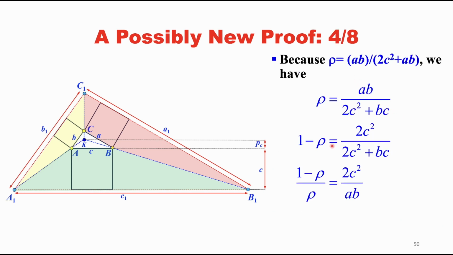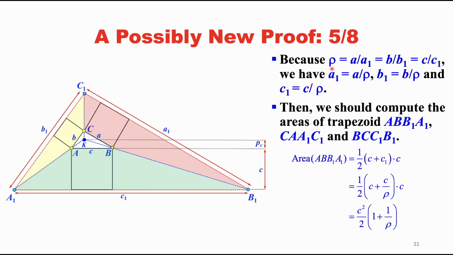From rho, we calculate 1 over rho divided by rho. Because rho is A over A1 equals B over B1 and so on, we have A1 is A divided by rho, B1 is B divided by rho, and C1 is equal to C divided by rho. Therefore, we are able to compute the area of these three trapezoids.